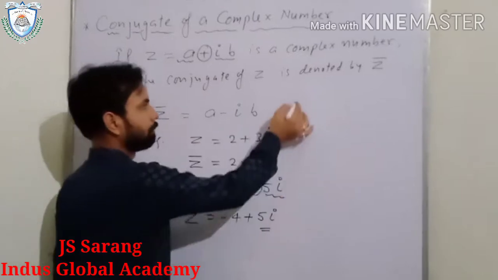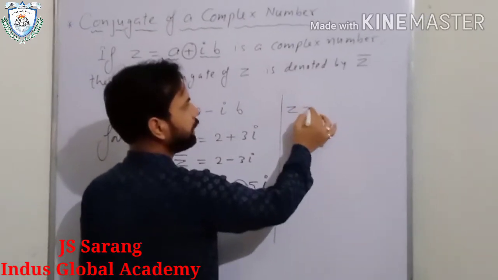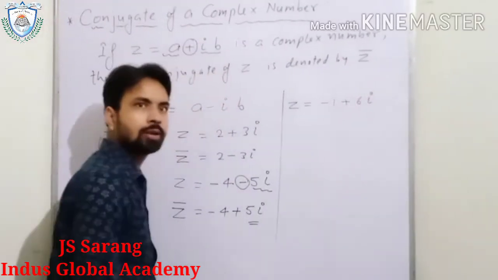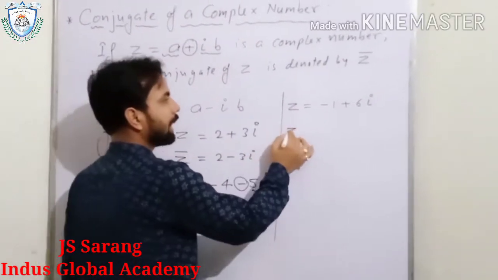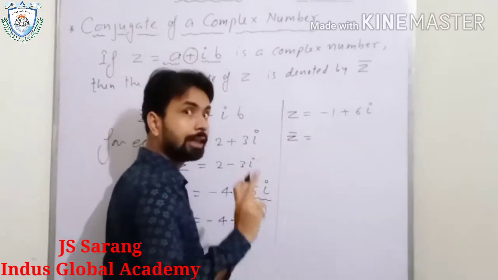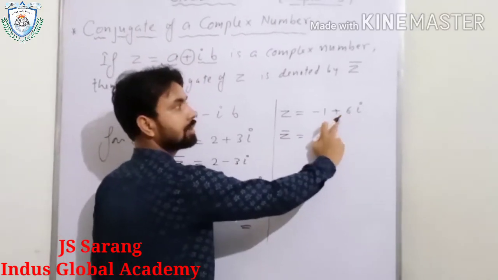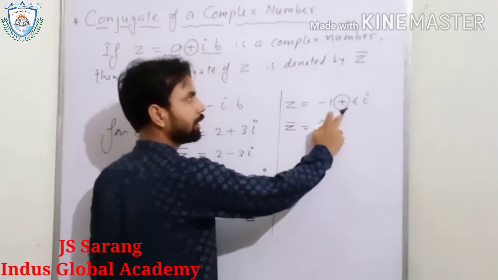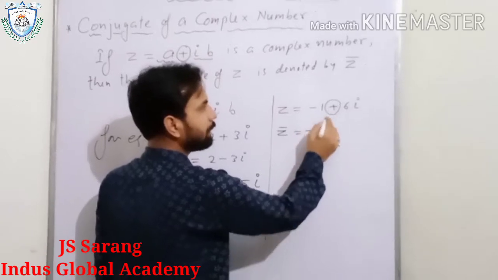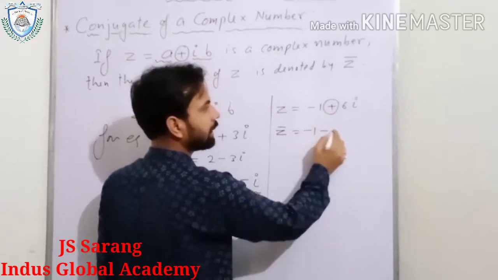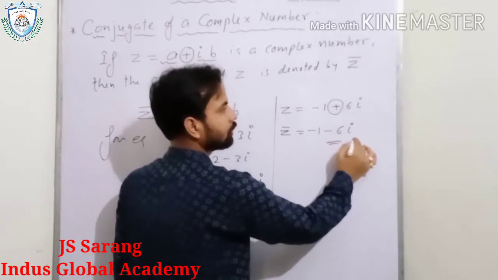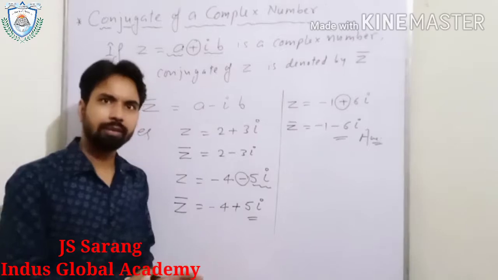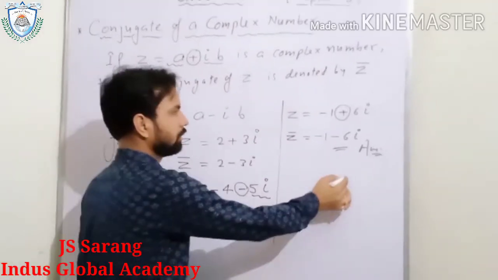Take one more example. If z equal to minus 1 plus 6i, so its conjugate will be z bar equal to, what will we change? We will change the sign of the imaginary part. So here the sign of the imaginary part is plus, so we will change it. So minus 1 will remain the same, this positive sign will be converted to negative for 6i. So this is the conjugate of this complex number. Hope it is clear to everyone. Understood? Okay, good.